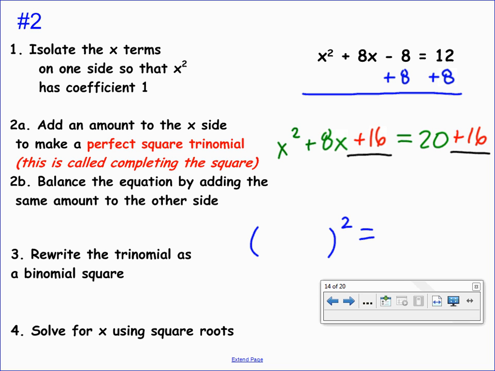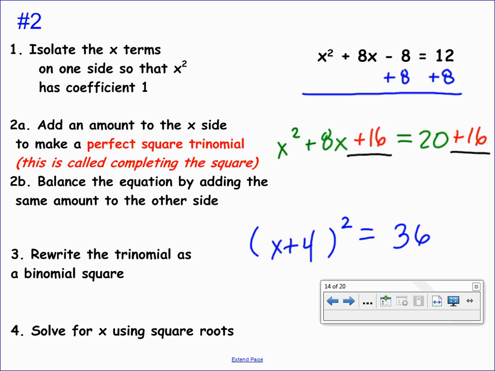What binomial times itself equals x squared plus 8x plus 16? Well, what would I have to put inside my parentheses here? Right? What would I have to put in here? Rachel? X plus 4. Good job. X plus 4 quantity squared equals that big trinomial x squared plus 8x plus 16. Nice job. Meanwhile, on the right-hand side, we simply combine like terms. 20 plus 16 is 36.